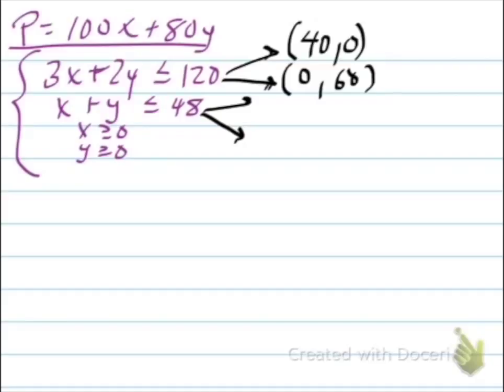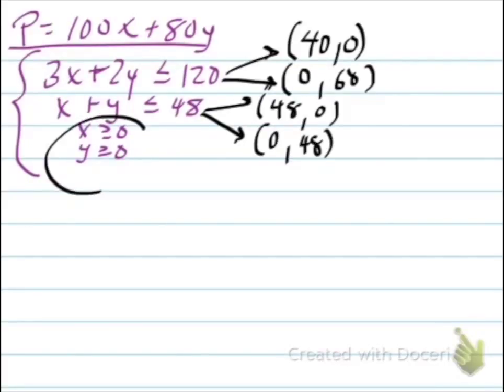Over here is kind of easy. They're both going to be 48, right? If you just remove one, the other number must be 48. So 48 for an x-intercept and 48 for a y-intercept. If you recall, these basically tell us that we're dealing in the first quadrant.